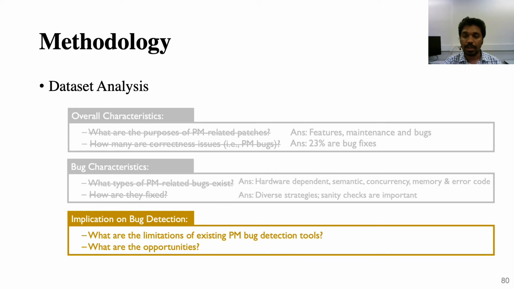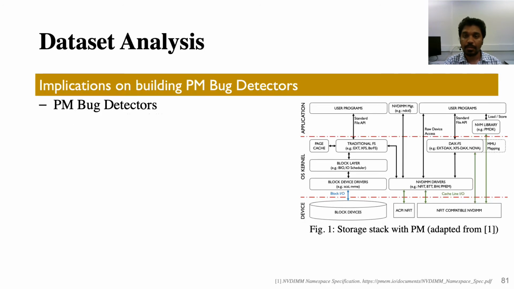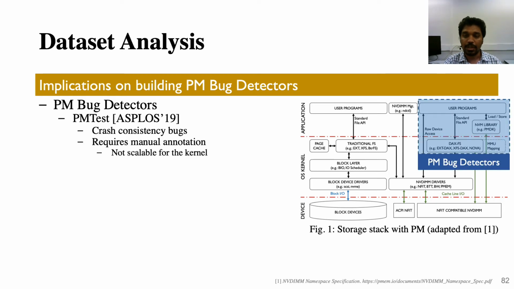We then move on to the next section, that is, implications on bug detection. Multiple PM bug detection tools have been proposed recently. We inspect 3 existing PM bug detectors to verify their effectiveness. The first one is PMTest, which is one of the first PM-specific bug detectors. It identifies crash consistency bugs in both user and kernel space. But this tool relies on manual annotation of source code, which is not scalable for the Linux kernel.